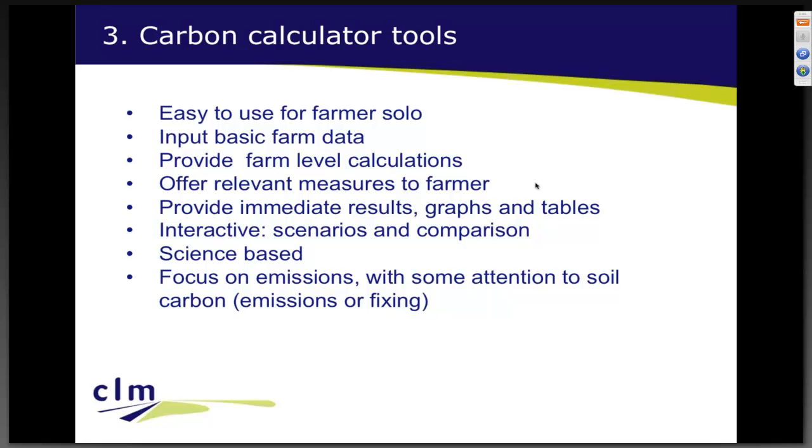The input should be basic farm data, simple stuff that the farmer has and knows already. And it should provide immediate farm level calculations back to the farmer, graphs and tables, and offer relevant measures saying you can do this and do that to change. It should be interactive, science-based of course, and at the moment the carbon calculator tools are focusing on emissions with some attention to the soil, but not on, for instance, adaptation.